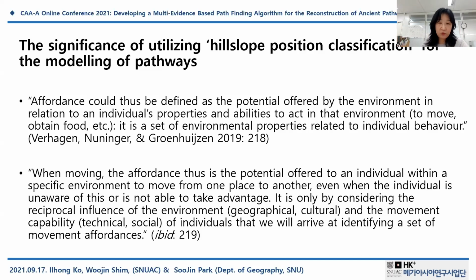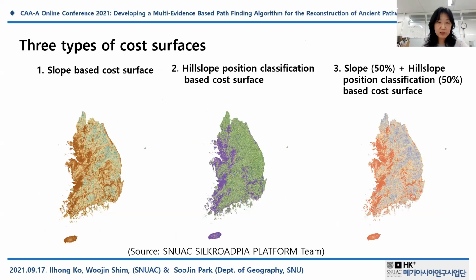So what we tried to do was to create a cost surface based on the hill slope position classification. But this wasn't the only thing that we did, because we wanted to compare the reliability of that with the traditional ways of using cost surfaces based on slopes.